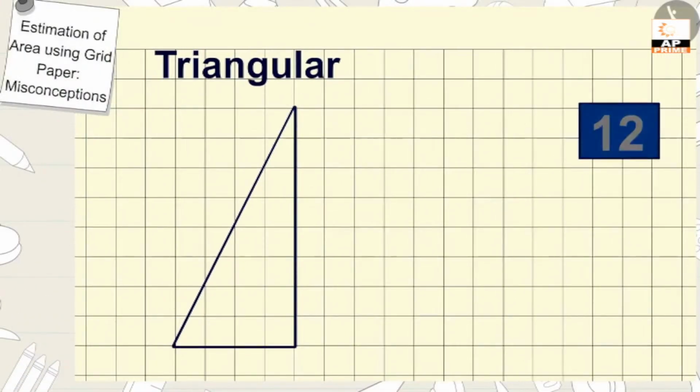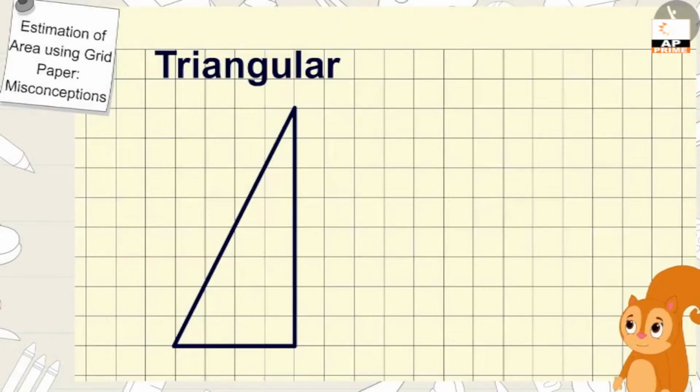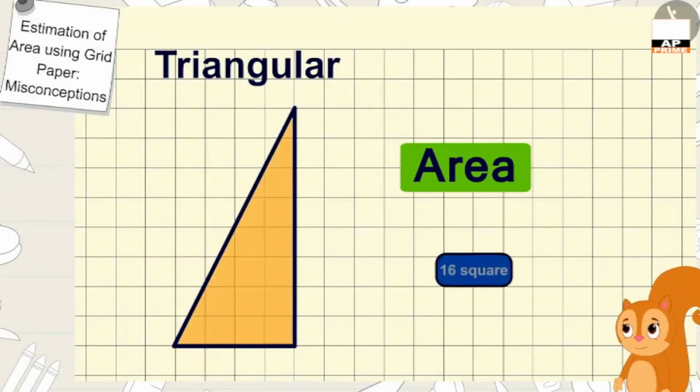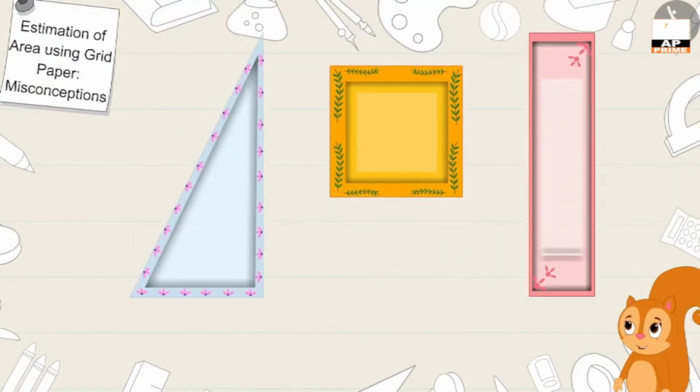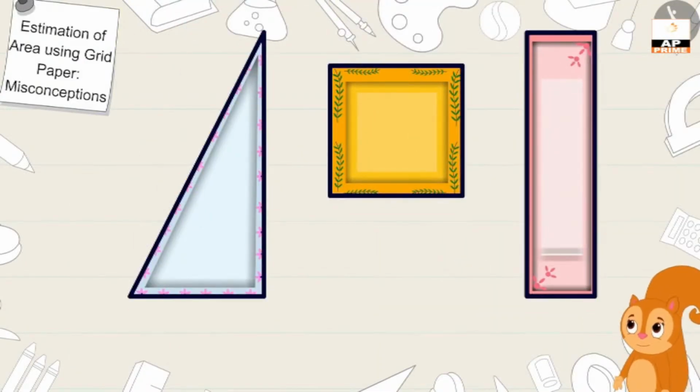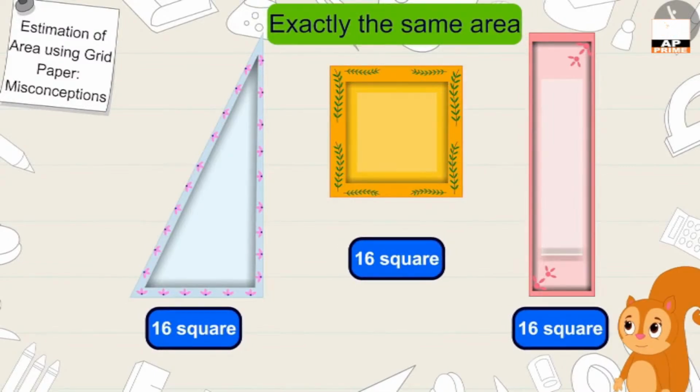There are 12 full squares in the plate. Chanda too found the area of the triangle-shaped plate just like you. "Hey Gaggu, there are 16 squares in the area of this triangle-shaped plate too." "You are right. The shapes of these plates may be different, but their areas are exactly the same."